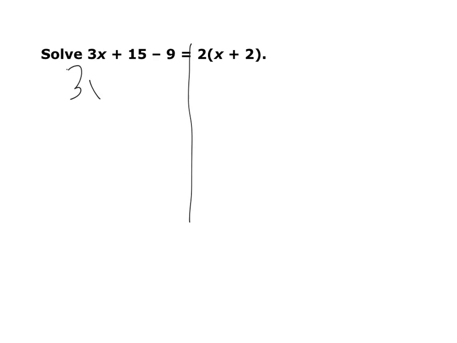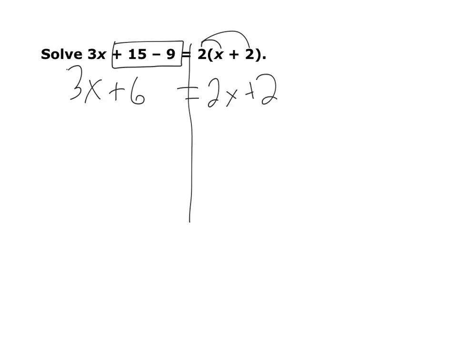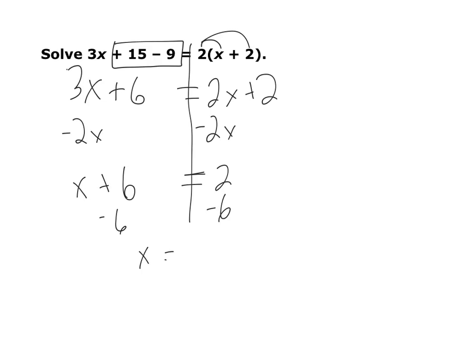So I have 3x. And then I'm going to combine my positive 15 and negative 9, which is going to give me a positive 6. On the right side, I'm going to distribute, so it becomes 2x plus 2. Now I'm going to move my variables. So I'm going to choose to subtract 2x from both sides. So now I have x plus 6, or 1x, equals 2. Since it's plus 6, I'm going to minus 6. So x is going to equal negative 4.